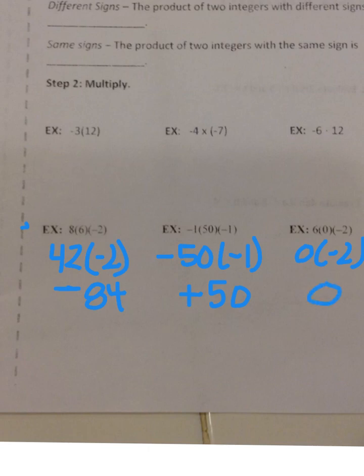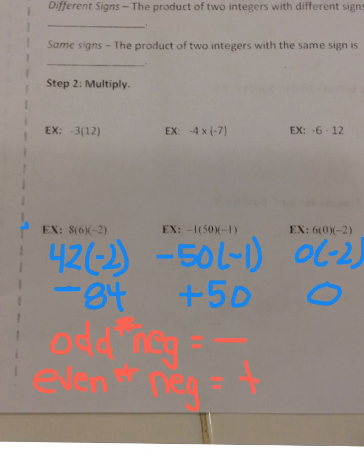There is a little shortcut when you're multiplying more than two integers. If there is an odd number of negatives, then your answer is going to be negative. And if there's an even number of negatives, your answer is going to be positive.